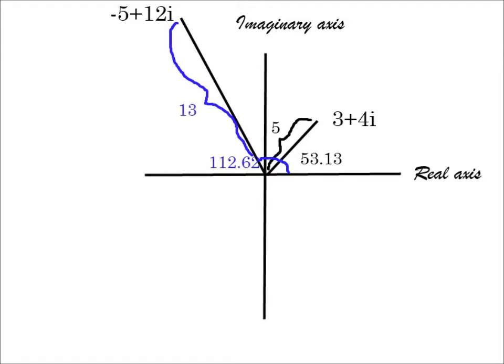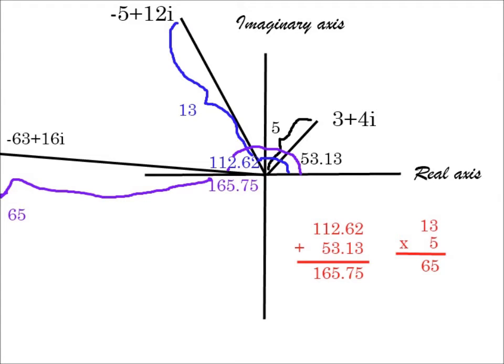This can be found using the Pythagorean theorem as well as tan, cos, sine. And negative 5 plus 12i is in the second quadrant and has a magnitude of 13 and an angle, namely alpha, of 112.62 degrees. When you add them together, we see that it is 165.75 degrees. Now, if we multiply them together, we get negative 63 plus 16i.